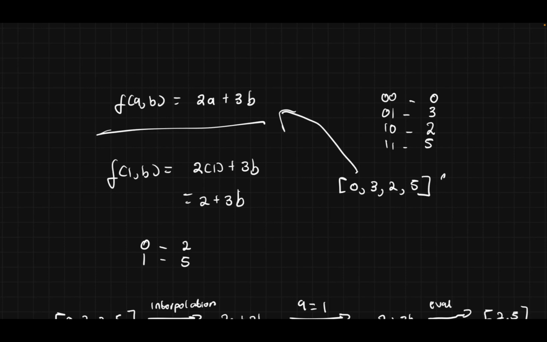Okay, so now let me ask this question. If I want to evaluate this at 1, 0, what will be the answer? 2. It's obvious, right? Because this is already the evaluations over the Boolean hypercube, so it's already stored there. We don't need to compute 2 times 1 plus 3 times 0, which is 2. We don't need to do that. It's straightforward. If I want to evaluate at 0, 0, what would it be? 0.